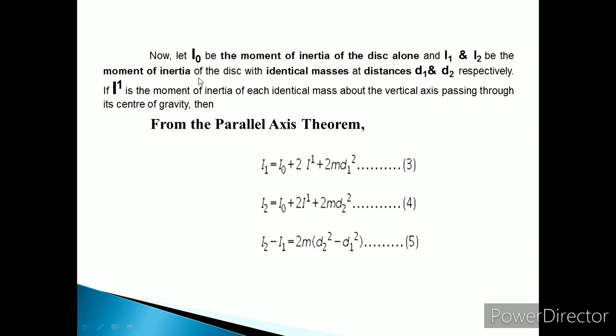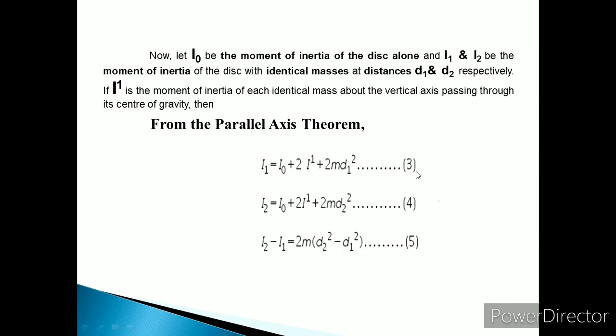Once again, I0 is the moment of inertia of the disk, and I1, I2 be the moments of inertia of the identical masses placed at distances d1 and d2, and I' is the moment of inertia of each identical mass. Therefore, based on the parallel axis theorem, we may write I1 is equal to I0 plus 2(I' + m d1 square). Similarly, I2 is equal to I0 plus 2(I' + m d2 square), and based on equations 3 and 4, that means I2 minus I1 is equal to 2m into d2 square minus d1 square.